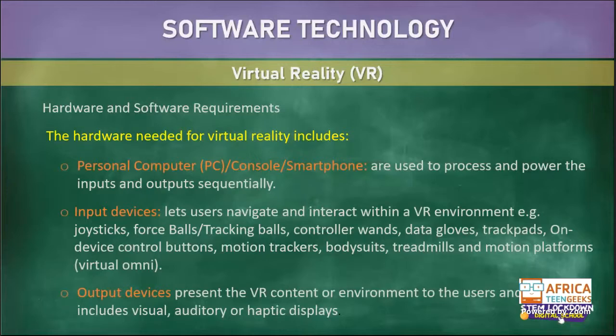You also need output devices which present the VR content or environment to the users, and this includes visual, auditory, and haptic displays. So virtual reality, we'll see, combines visual and auditory, and then all the other emotions that are involved when you are watching or interacting with a real life object. But as concerns the five senses, it involves visual and auditory senses.